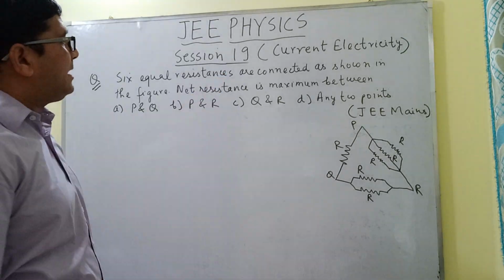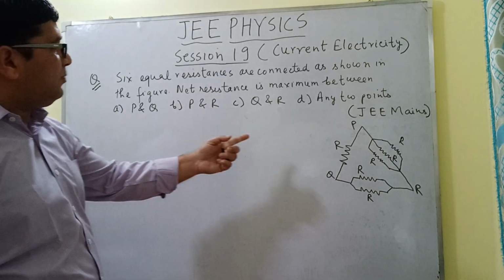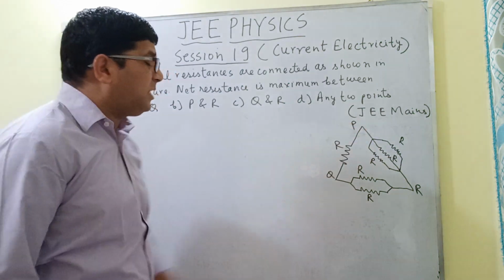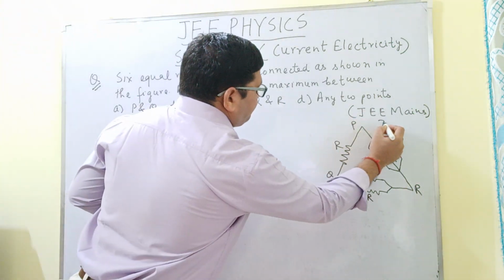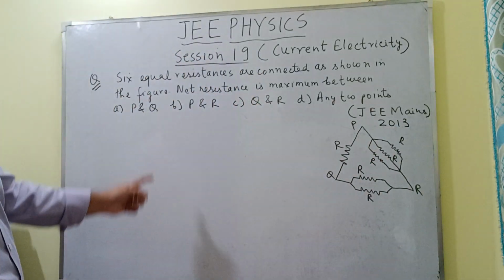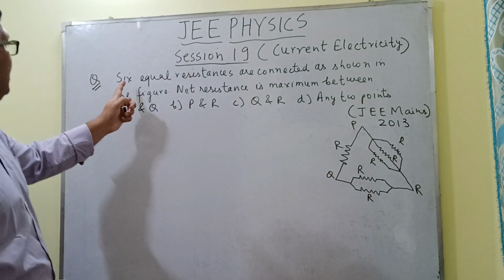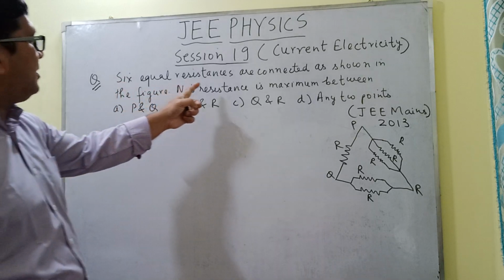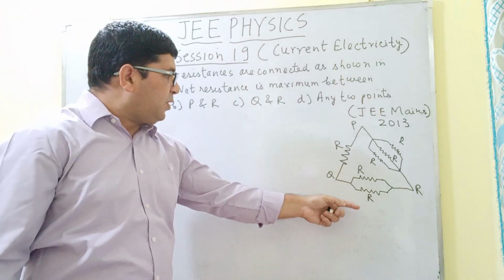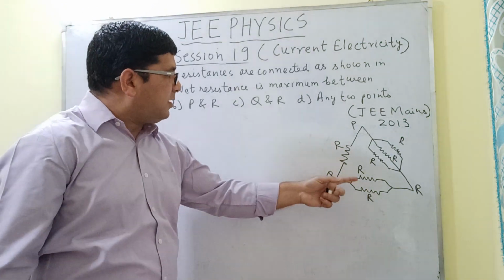The chapter is current electricity, and I have taken this question which was asked in the JEE Mains examination in 2013. So this is a question. Now in this question there are 6 equal resistances which are connected as shown in the figure. This is the figure which was given along with this question.